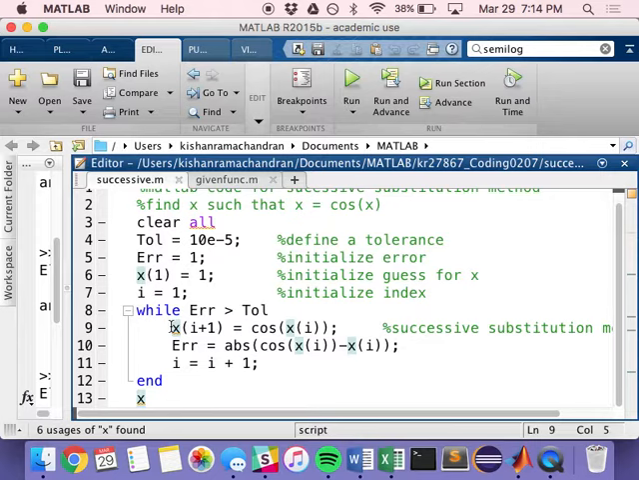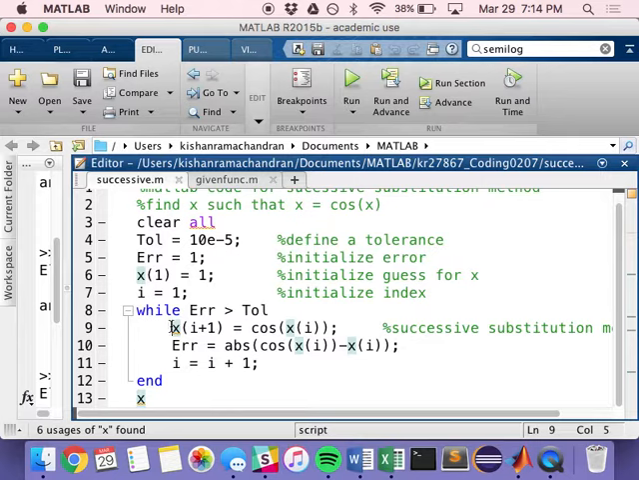Then we're defining this error function. Make sure you update the error function inside of this while loop or it'll run forever. Error equals the absolute value of cosine of x at i minus x at i. So I'm finding the absolute value of the difference between this value and that value. Right now it's going to be pi minus negative 1, so pi plus 1, which is a large error, right?